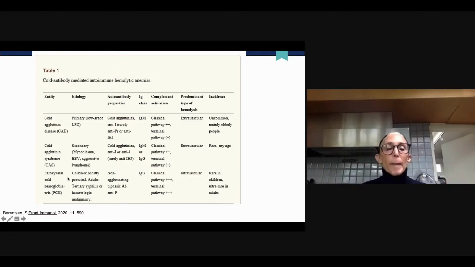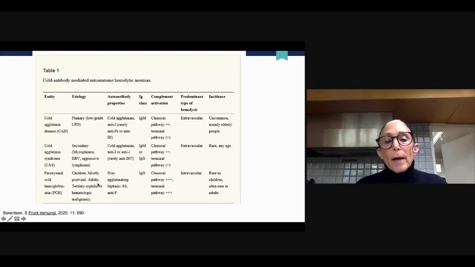The other cold antibody that's really fascinating is paroxysmal cold hemoglobinuria. It's very rare. I think in my career, I've seen 3 cases maybe of paroxysmal cold hemoglobinuria. It's seen in kids. Maybe that's why I don't see it that much, because I don't take care of kids. But it is seen in patients with syphilis, occasionally with other viral syndromes, and rarely with hematologic malignancies.